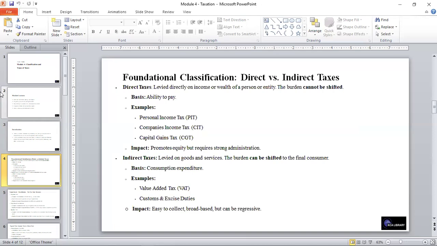Indirect taxes are levied on goods and services, and the burden can be shifted to the final consumer. The basis is the consumption expenditure. Examples of this are the value-added tax, and the customs and excise duties. It's easy to collect and broad-based, but can be regressive.